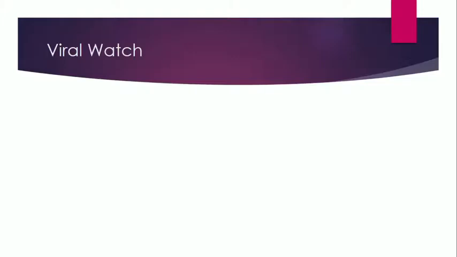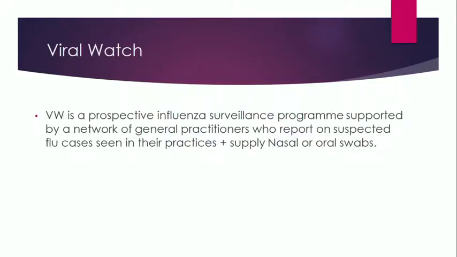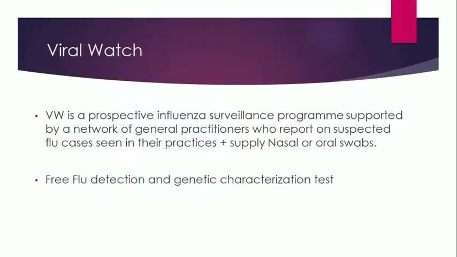Okay, so to give you an idea of what Vital Watch does, it is a prospective surveillance program that is supported by a network of general practitioners. So these are general practitioners across the country who report incidences of flu at their practices. And what they do is that they report on it when they suspect it and also provide us with a nasal or oral swab. What we in turn do is that we provide a flu detection and a genetic characterization test. Okay, and this is done within a 48-hour turnaround.